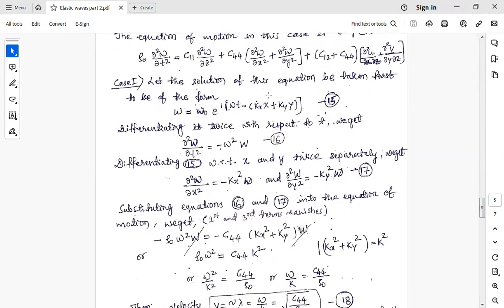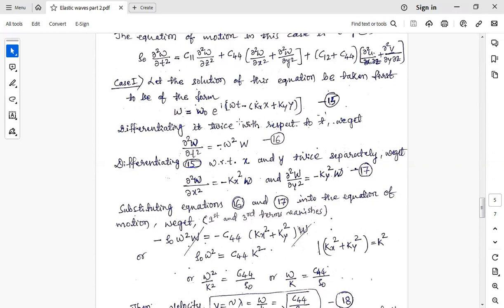You can note what has changed here, this part. It is kx of x plus ky of y. So this shows that the wave is propagating in the xy plane. Suppose the wave were propagating only in the x direction, this would not be there. Ky of y would not be there. So that is why this shows that the wave is propagating in the xy plane.